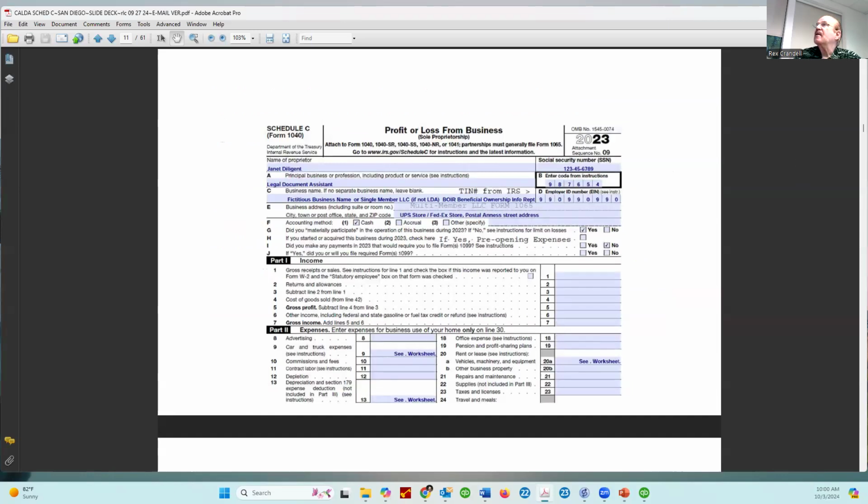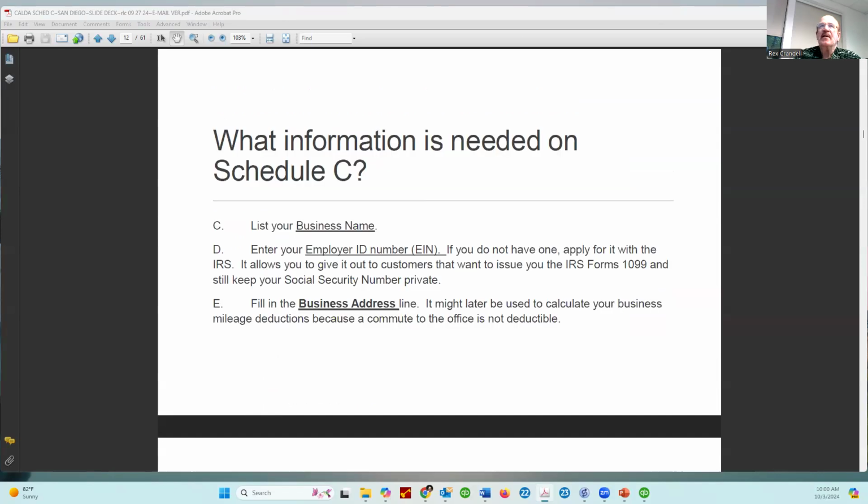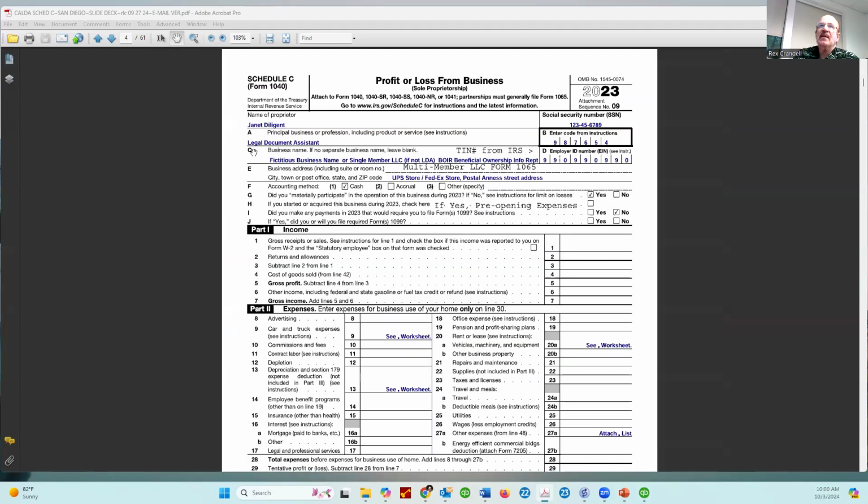Okay. So this is what we've been talking about. And then Social Security number for the owner, and then we'll get to the federal employer ID. So your business name, this could be a fictitious business name or the name of your single member LLC.